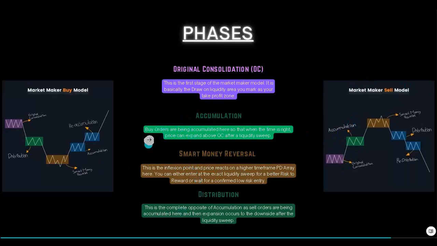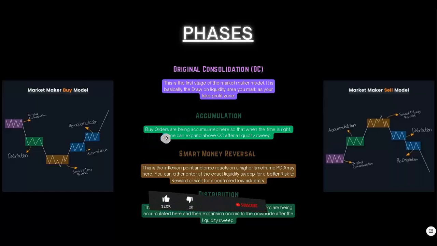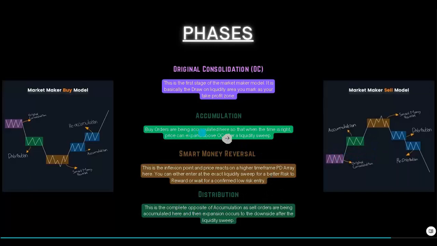Accumulation: buy orders are being accumulated here so that when the time is right, price can expand above the original consolidation after a liquidity sweep. Accumulation, distribution. Distribution is the complete opposite of accumulation, as sell orders are being accumulated here and then expansion occurs to the downside after a liquidity sweep.